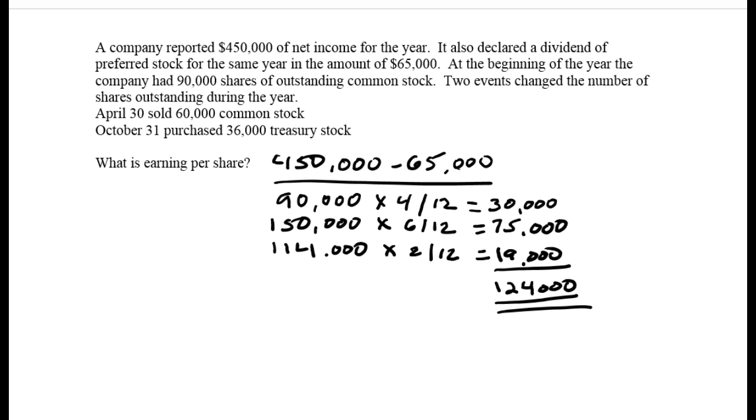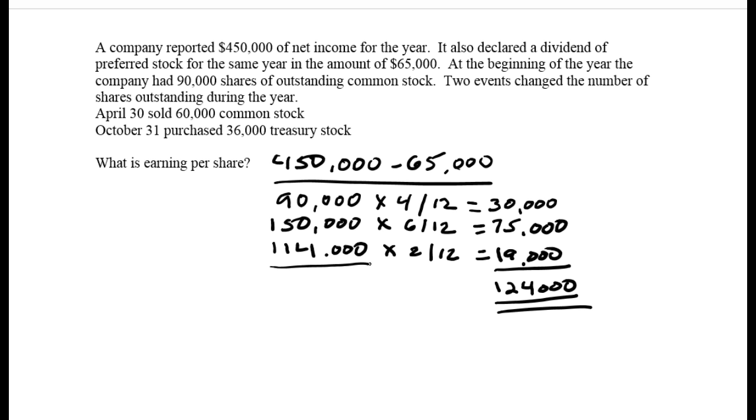Now we add up the 30,000, the 75,000, and the 19,000, and we see that our weighted average number of shares for the year is 124,000. And when you look at the array of data, 90 outstanding for some, 150 outstanding for the biggest chunk, pulling that average up, then 114 outstanding for a small period, pulling it down, 124,000 makes sense.